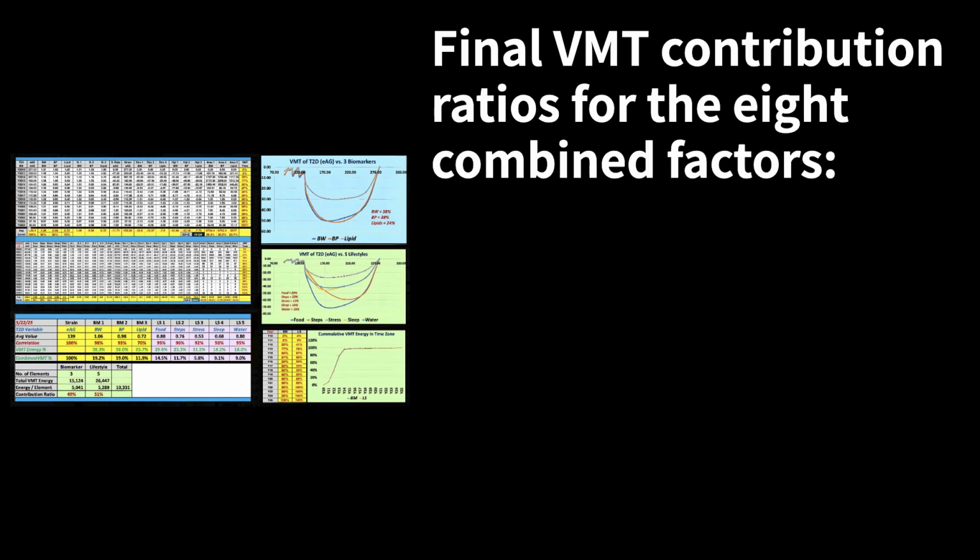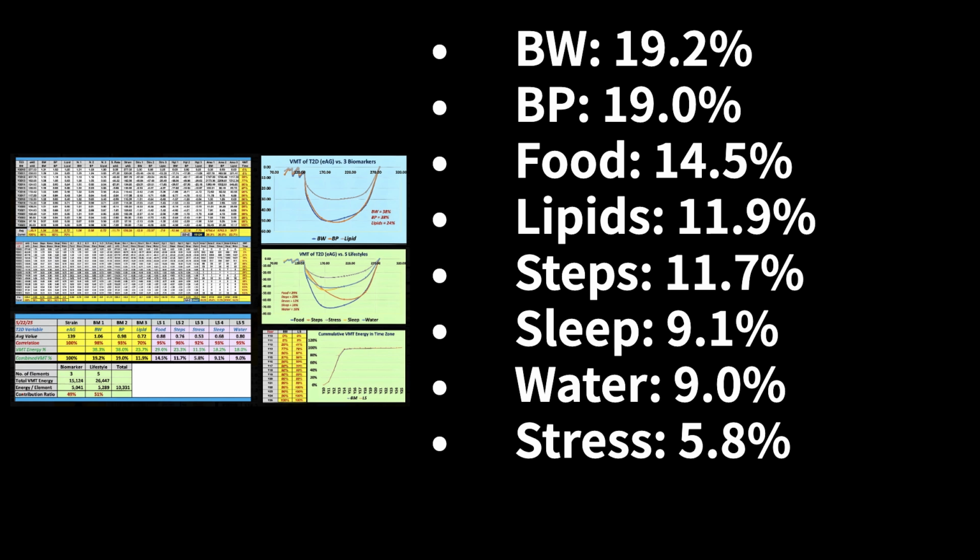Final VMT contribution ratios for the 8 combined factors. BW, 19.2%; BP, 19.0%; food, 14.5%; lipids, 11.9%; steps, 11.7%; sleep, 9.1%; water, 9.0%; stress, 5.8%.